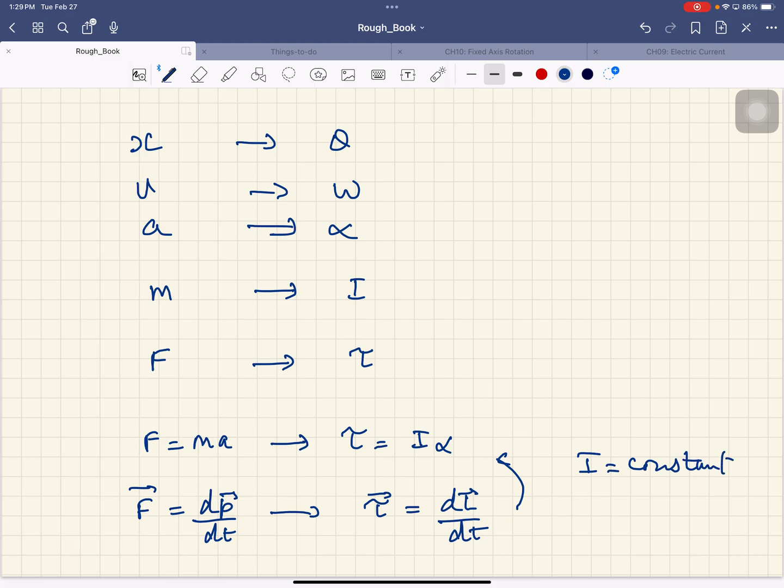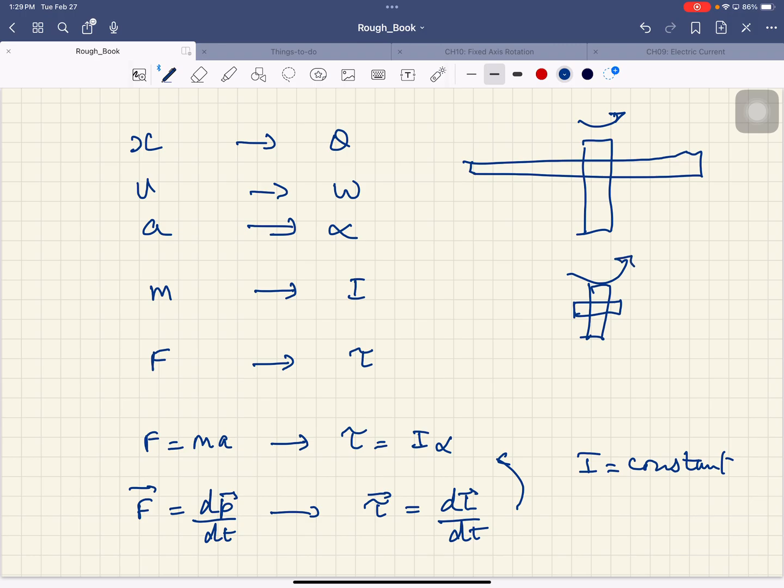When is I not constant? So here's an ice skater spinning, and when they wrap their hands around, I has decreased. I is not constant. So when I is changing, you have to use this formula. Did you guys understand that?